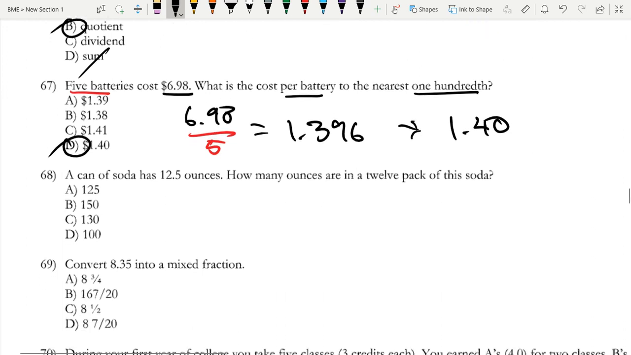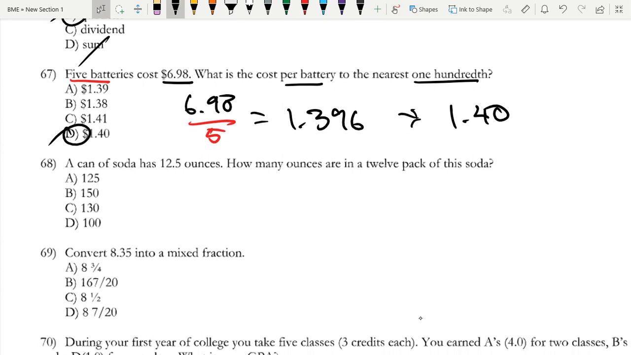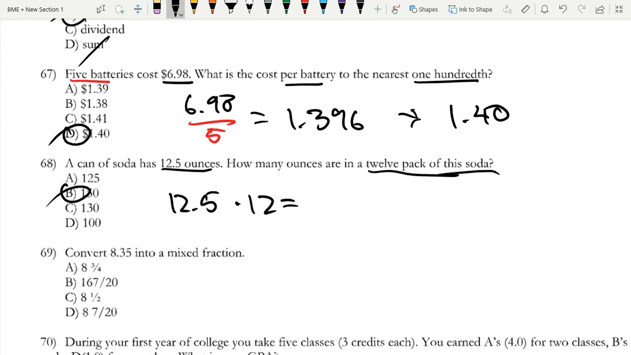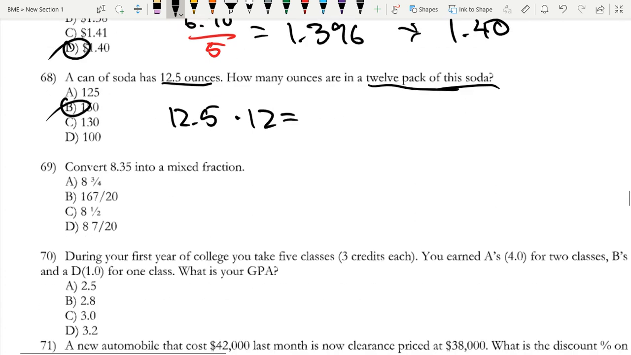Now we are on to 68. A can of soda has 12.5 ounces. How many ounces are in a 12 pack of soda? Well, if one can is 12.5 and a pack has 12, you do 12.5 times 12, which is equal to 150. Yes, that is correct.